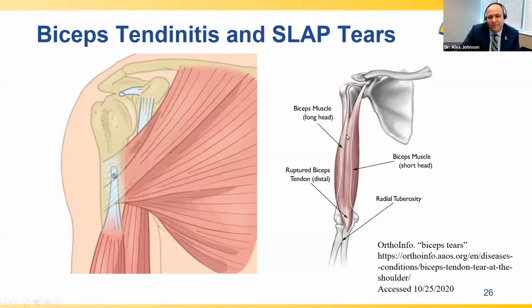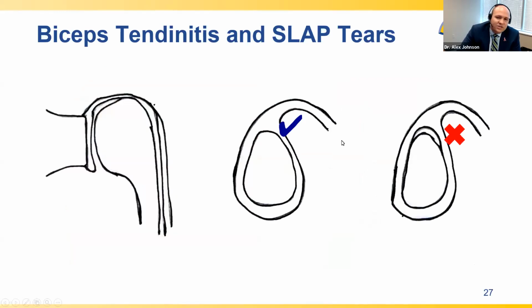You may not know, but the biceps tendon in the arm, you think about your big biceps muscle, actually attaches up into the shoulder. And so it's got this really long tendon that comes all the way into the shoulder joint. And sometimes that can cause pain.